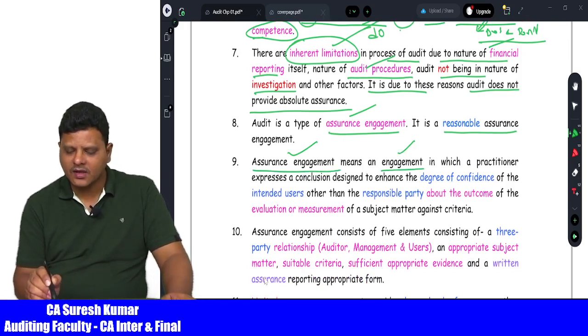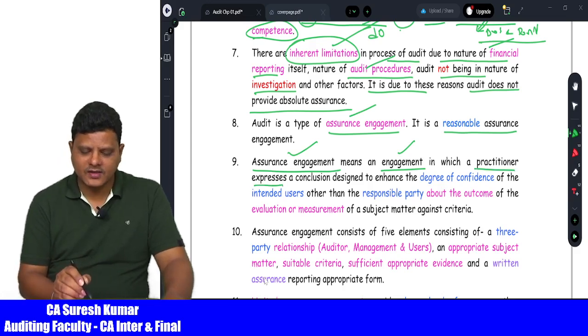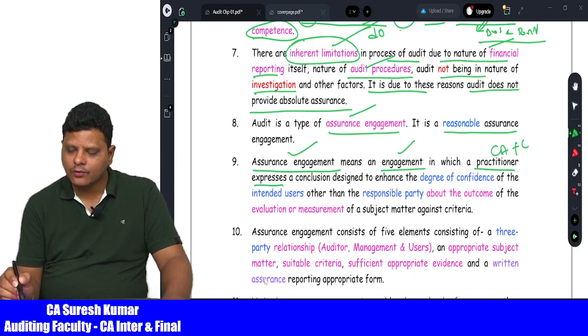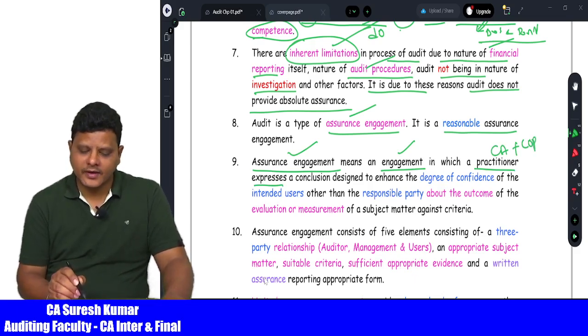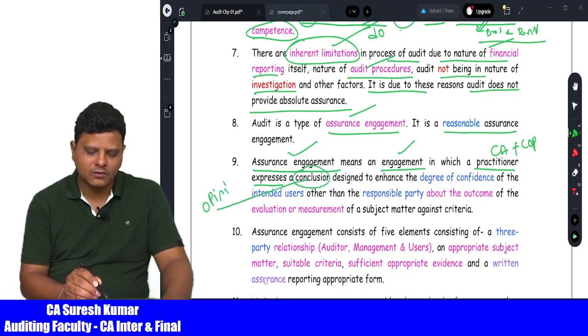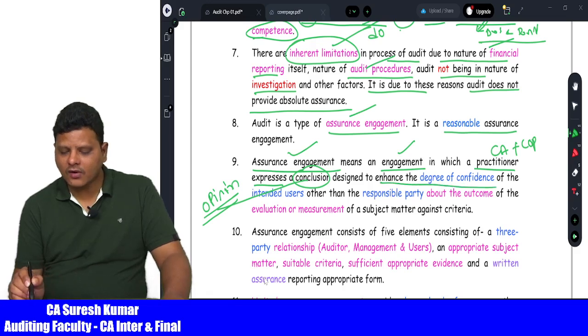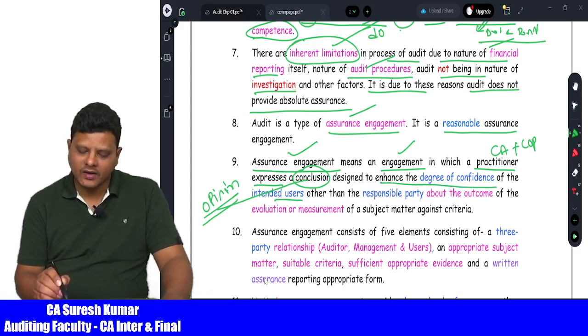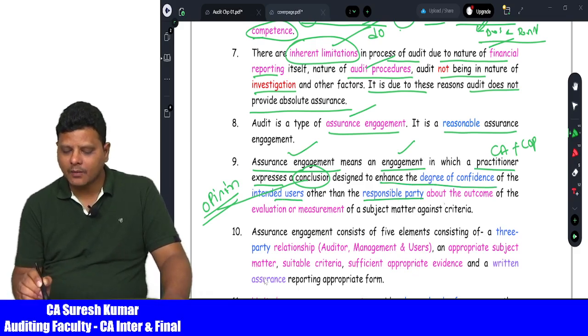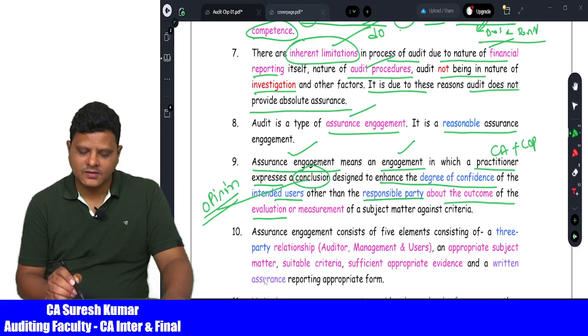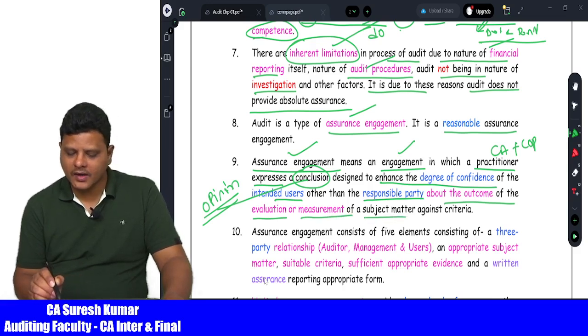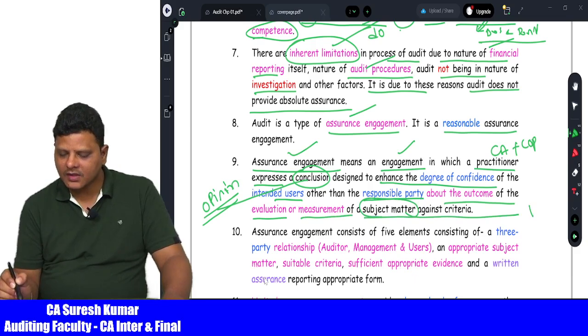an engagement, that means an activity, in which a practitioner, that means a chartered accountant holding a certificate of practice, is going to express a conclusion. What is the meaning of conclusion? Opinion. He is going to express the opinion, which is designed to enhance the degree of confidence of the intended users other than the responsible party about the outcome of the evaluation or measurement of the subject matter. What is the meaning of subject matter? Here, subject matter means financial statements.